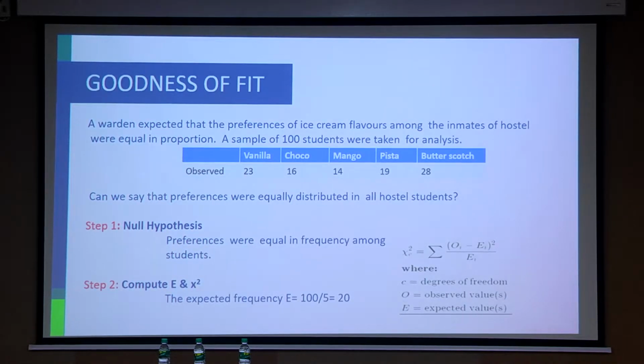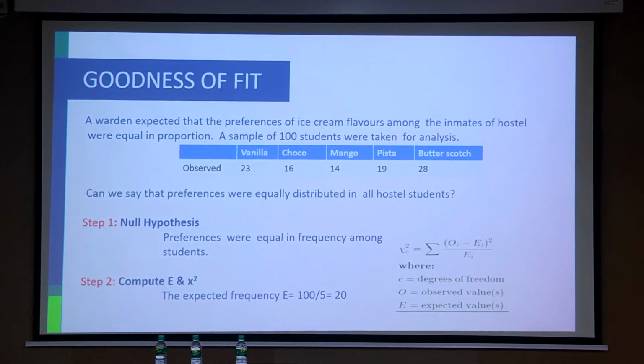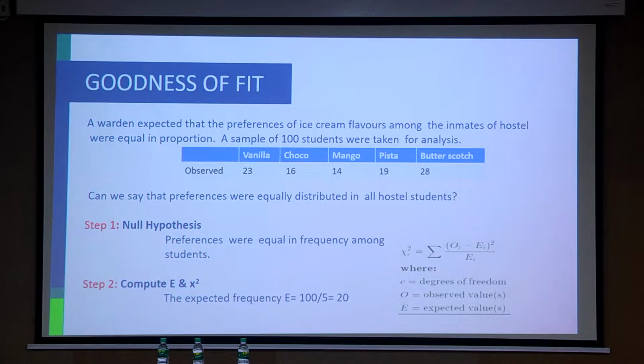Let's see an example. A warden expected that the preferences of an ice cream flavor among the inmates of a hostel were equal in distribution. To do this, a sample of 100 students were asked regarding their preferences. With this data, can we say that the preferences are equally distributed among the students? First, we have to make the null hypothesis. The null hypothesis is that the preferences were equal in frequency among the students. The alternate hypothesis is that the preferences are not equal in frequency among the students.